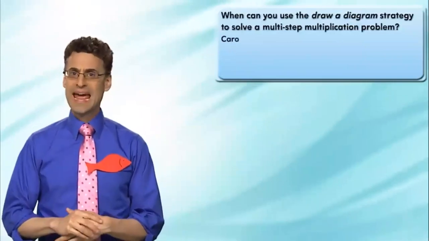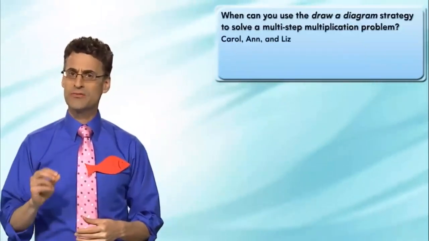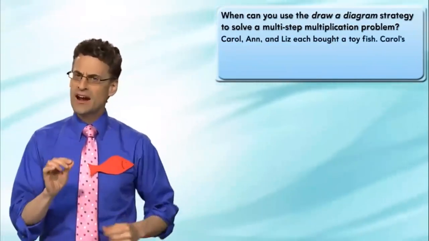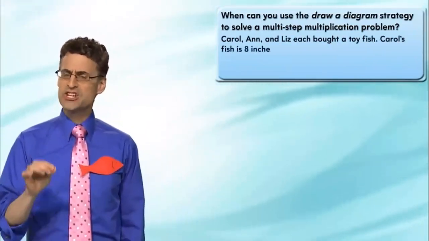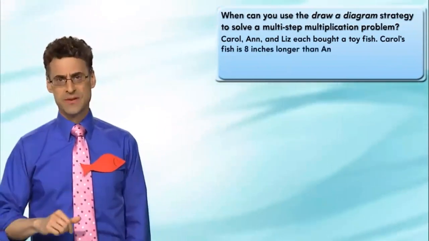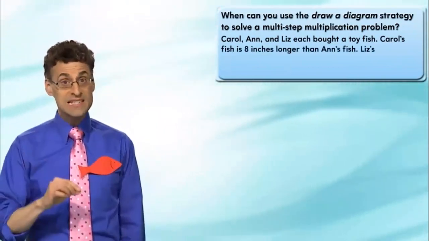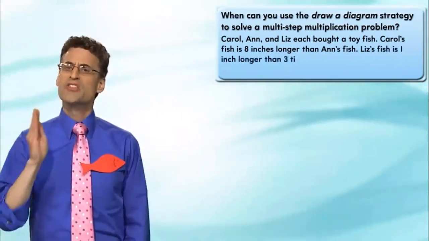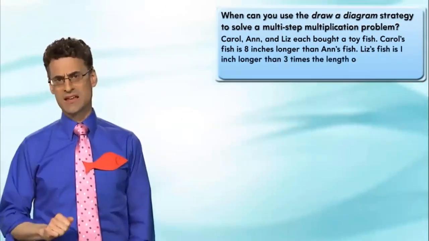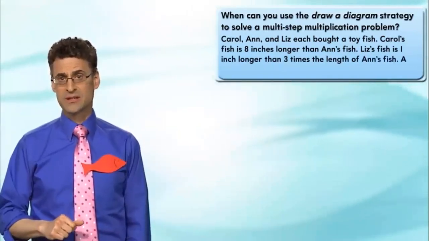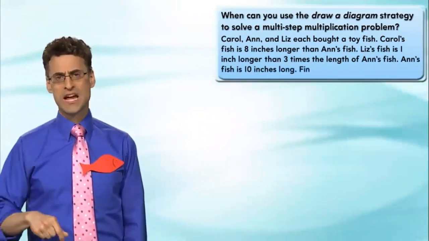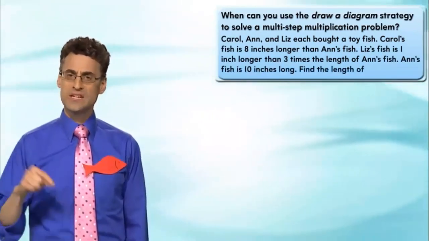Now, Carol, Ann, and Liz each bought a toy fish. Carol's fish is 8 inches longer than Ann's fish. Liz's fish is 1 inch longer than 3 times the length of Ann's fish. And Ann's fish is 10 inches long. Our challenge is to find the length of each toy fish.